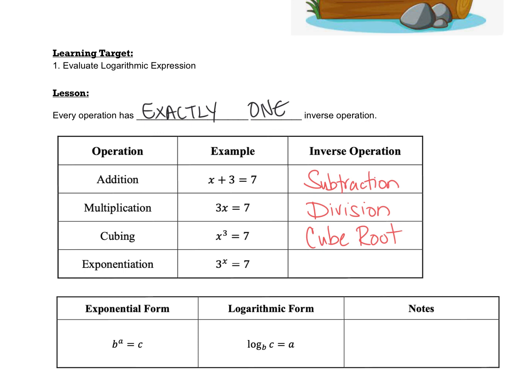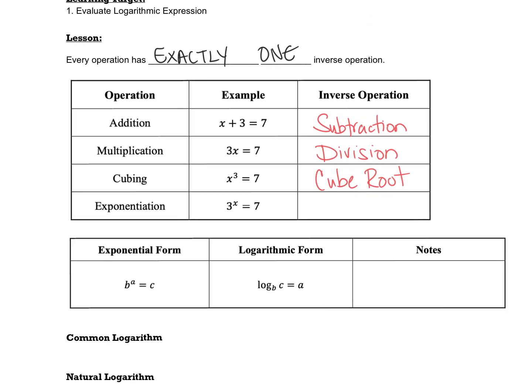Okay. And the inverse of exponentiation, I like that word, is a logarithm. It is a logarithm. And that's our goal today, just to be able to express things as a logarithm and simplify logarithmic expressions. Okay. So just one learning target today.